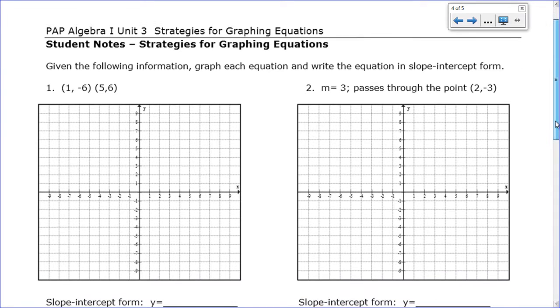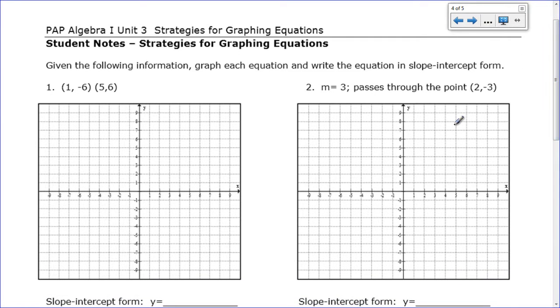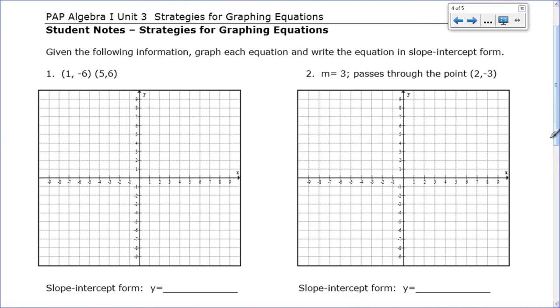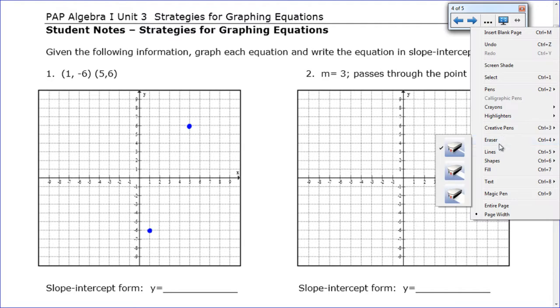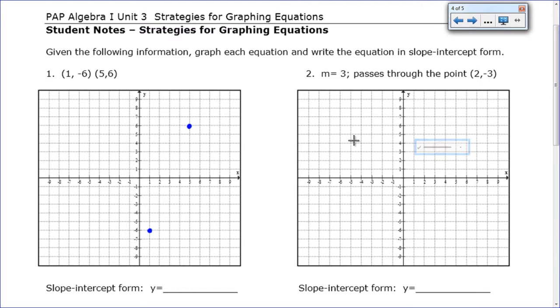So these are the notes that you need for Friday's class. Given the following information, we want to graph each equation and then write the equation in slope-intercept form. And so they give me 2 points. So for number 1, I'm given 2 points. I'm just going to plot the 2 points and make a graph. So they make it real easy. So I have 1, negative 6, and then I have 5, positive 6, and I need to draw a line through those 2 points.